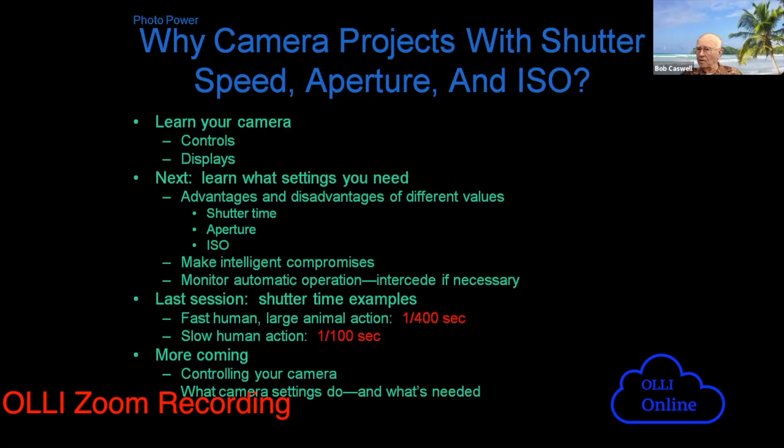Last time we gave 2 examples of shutter speeds that you need. Those are the red numbers there, and those have to be memorized. There's no substitute for simply knowing those things. And there's more coming. We're going to delve into the controls and displays of the camera further, and then we're going to spend quite a bit of time on what the different settings do and what you need. Given all that, you can make the intelligent compromises.